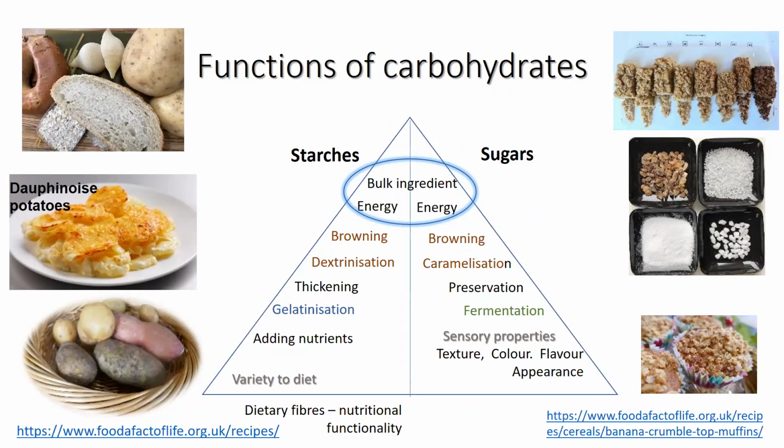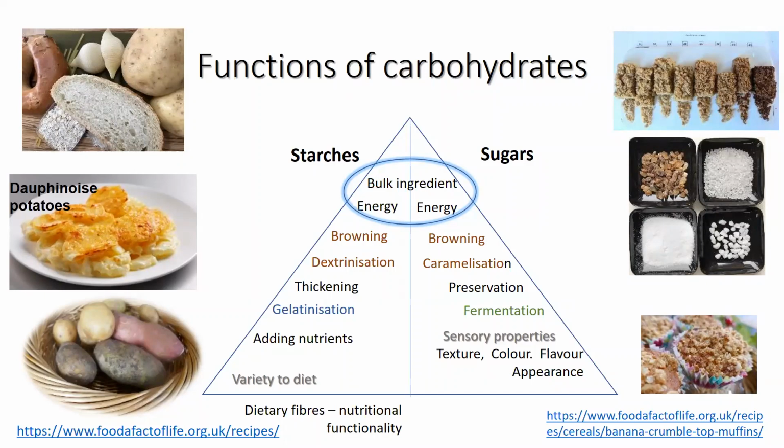Both starches and sugars are bulking ingredients. I put that at the top. They're ingredients used in large amounts by weight and proportion of recipes. Generally, carbohydrates are cheap ingredients, readily available for us to use and choose in our cooking. It's what happens when we use carbohydrate ingredients that exemplifies their active and functional properties.